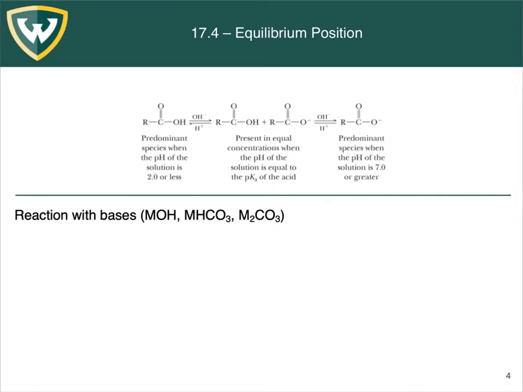We can use the pH to tell us about the equilibrium position between the protonated carboxylic acid and the deprotonated carboxylic acid. For this, you'll need to remember the Henderson-Hasselbalch equation. If you look at the Henderson-Hasselbalch equation, you can see that the pH is related to the pKa plus the log of the concentration of base over the concentration of acid. Remember that when the concentration of base and concentration of acid are equal, as shown in the center here, then you're going to have log of 1, which is equal to 0, and that's when the pH is equal to the pKa.